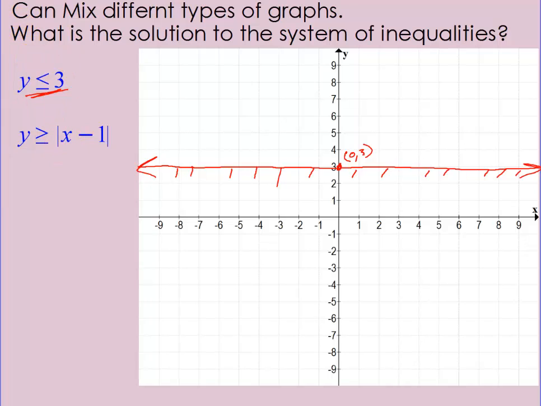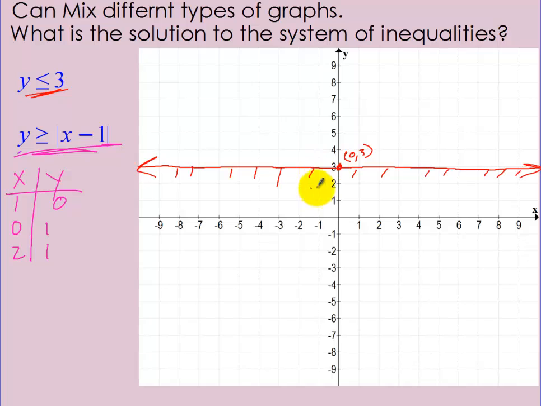Now, the other one's absolute value, everyone's favorite functions. Let's do that in pink. So let's make a table here. X, Y. Now, the vertex is going to be at 1. It's the opposite of that number. So 1, 0, and 2. If x is 1, y is 0. If x is 0, it's 1 and 1.